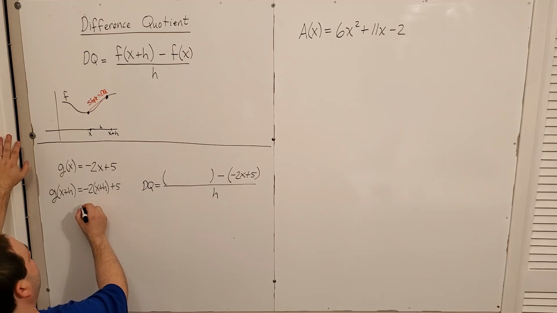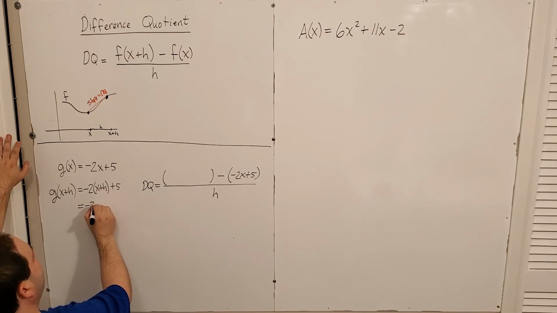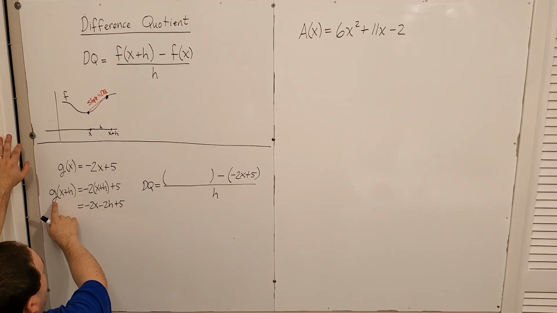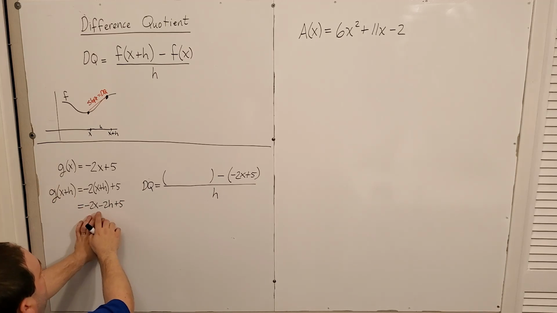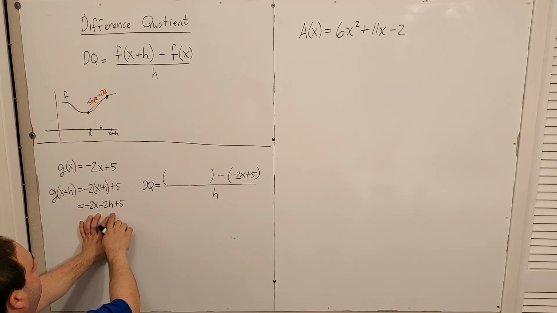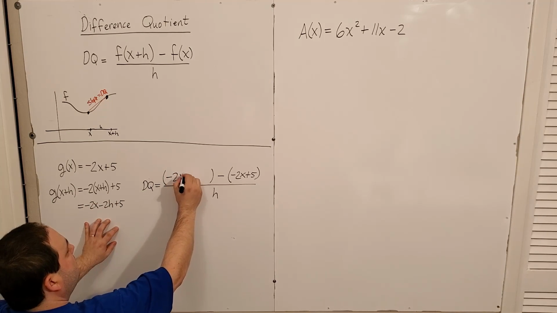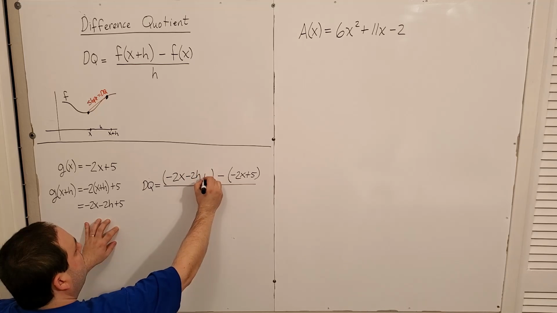Distribute my 2, and that's negative 2x minus 2h plus 5. G of x plus h is equal to this quantity. So this is what goes here. Negative 2x minus 2h plus 5.